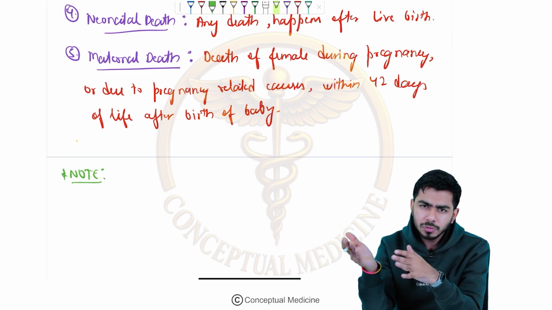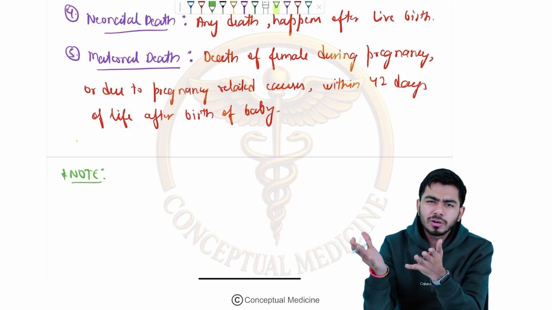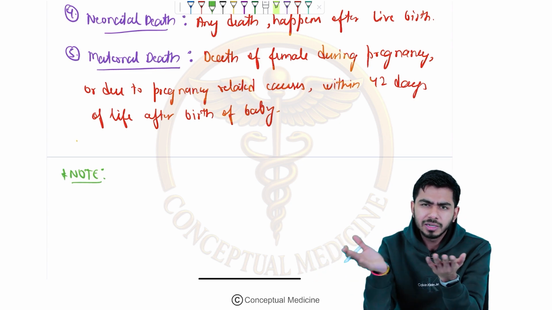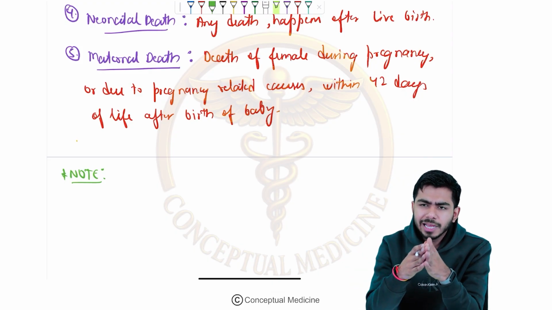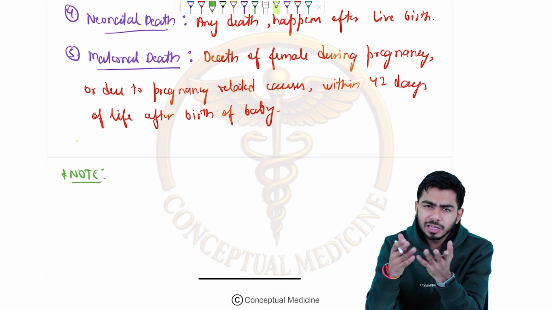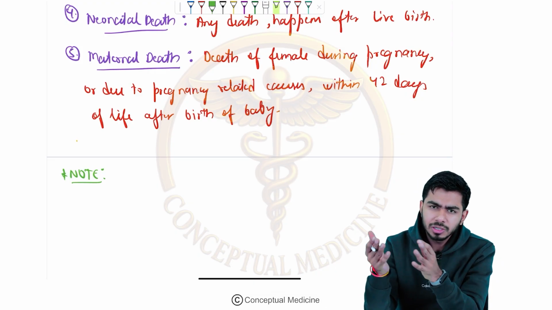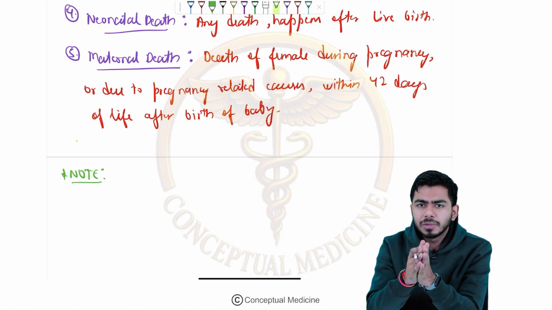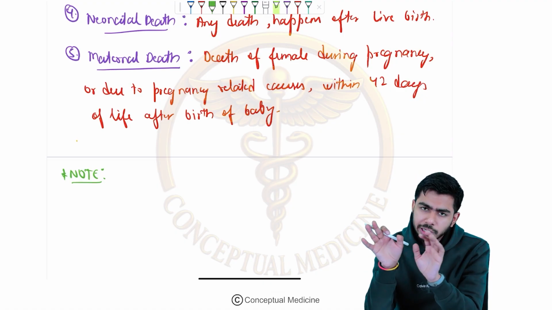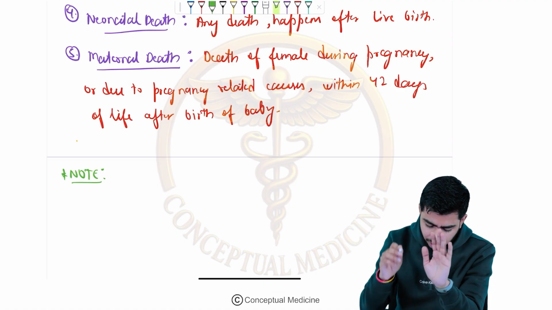Because obviously the cause was different, right? Electric shock can take the life of any person. It doesn't matter if it is a pregnant or non-pregnant lady or any other human being. Accident is a very unfortunate thing, it can take the life of any person. So there is no pregnancy related cause. If the death of the female is happening due to a pregnancy cause, then only we call that maternal mortality or maternal death.